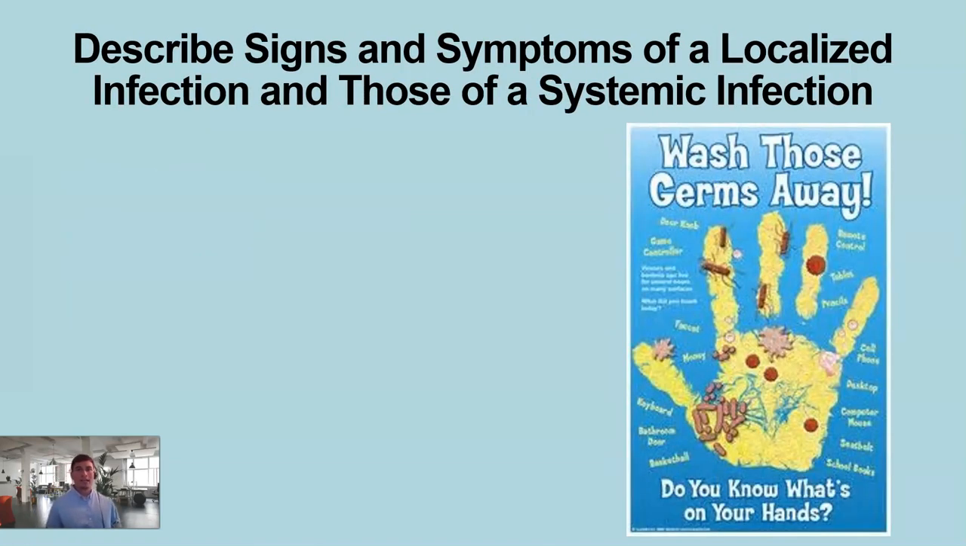So let's describe some signs and symptoms of localized infection and those of systemic infection. So let's talk about localized. Localized is, you'll note, redness, heat, pain, tenderness, potentially drainage. You potentially may note numbness or tingling. You're definitely going to see swelling and potentially loss of function to the affected area.